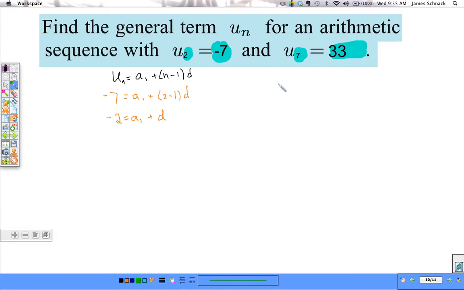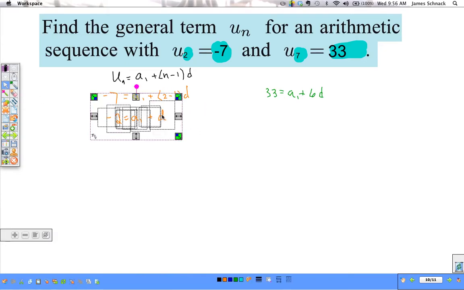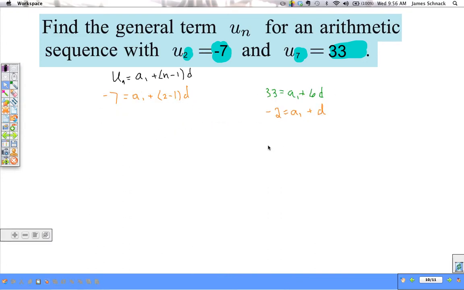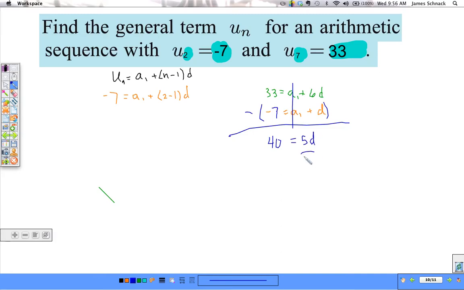And then it tells me that the 7th term is 33. So 33 equals the first term, which we don't know, plus 7 minus 1, which is 6, times d. Now notice we have two equations, two variables. We now have a system that we can solve. I'm going to subtract the second equation from the first one because that will make the a(1)s cancel out. a(1) minus a(1) is nothing. So now I've got 40 equals 5d, divided by 5, d equals 8.